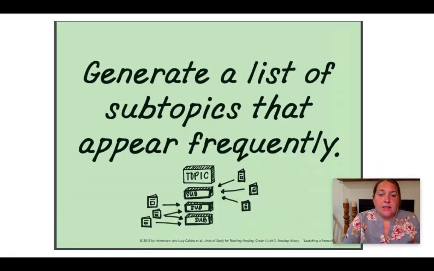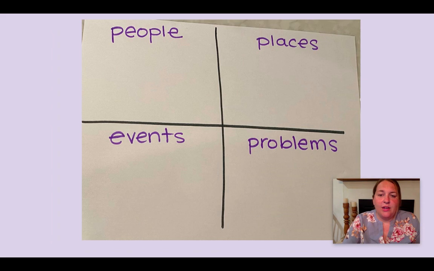So, as we do reading today, we are going to continue to generate a list of subtopics that appear frequently. As you're reading, be looking to build your background knowledge with those most basic texts. And once you've read those, move to some of the more complicated texts with stronger vocabulary. So, as you're reading, now that you all have your reading notebooks because you came and picked them up yesterday, I encourage you to set up your reading notebook page like this: people, places, events, and problems.